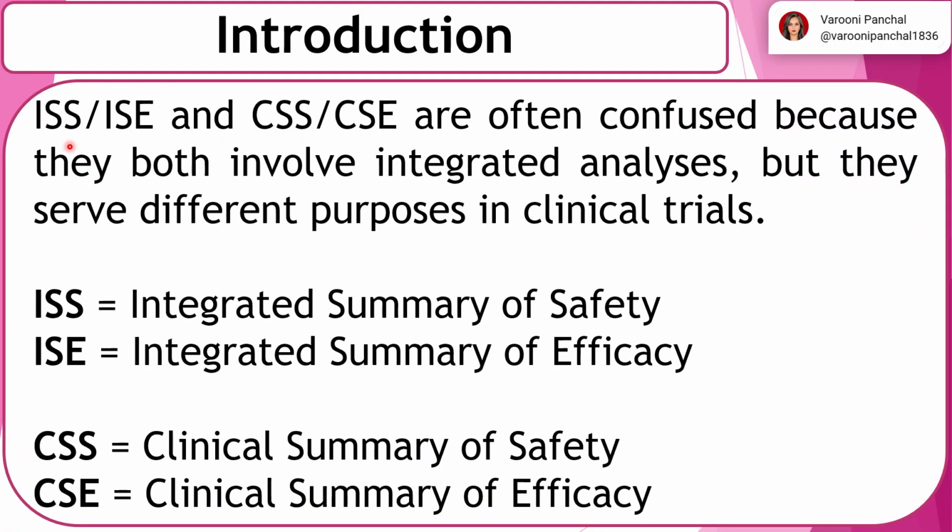Introduction. Now ISS and ISE and CSS and CSE are often confused because they both involve integrated analysis, but they do differ in certain purposes in clinical trials, right? Now ISS stands for Integrated Summary of Safety, ISE stands for Integrated Summary of Efficacy, CSS stands for Clinical Summary of Safety, and CSE stands for Clinical Summary of Efficacy.